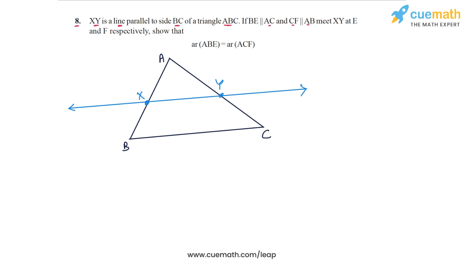So let's draw BE parallel to AC like this. So BE is parallel to AC and CF is parallel to AB, this side, or BA. If these lines meet XY at E and F respectively, we have to show that the area of triangle ABE is equal to the area of triangle ACF.